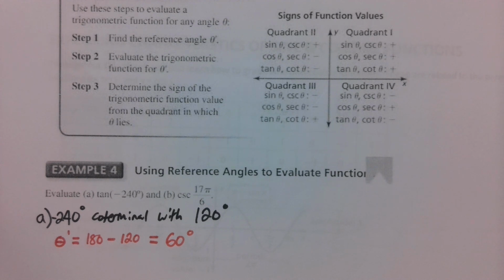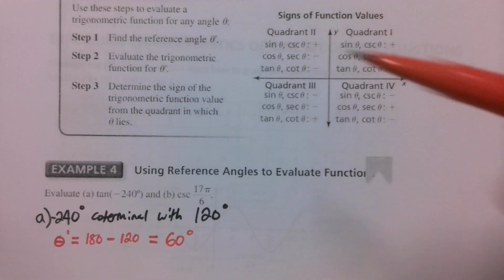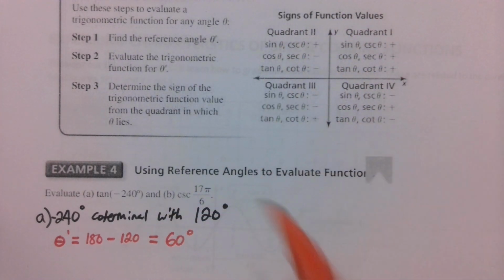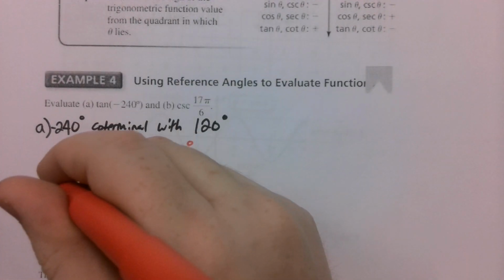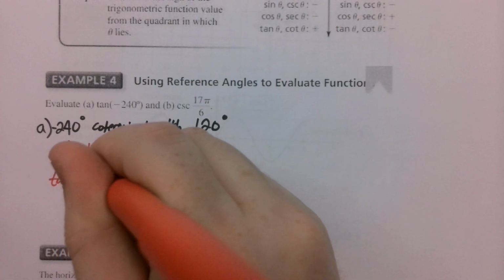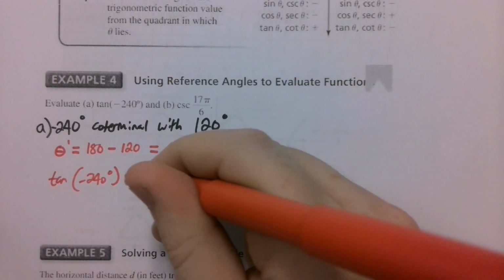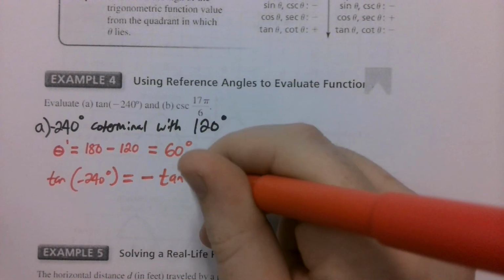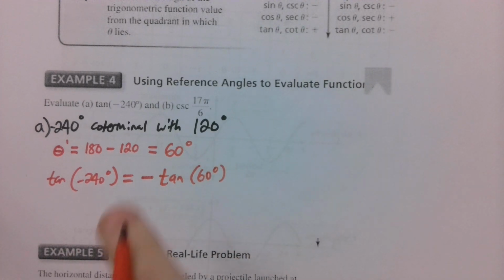What we would need to do from here is to figure out what the tangent of 60 is. Just keep in mind that it's negative because our tangent is negative in this quadrant. If you weren't sure about it, just remember, tangent is opposite over adjacent. In this case, our adjacent, our x value, would be negative. So we know that the tangent of negative 240 degrees is the same as the negative tangent of 60 degrees. Again, it's negative because it's in quadrant 2.